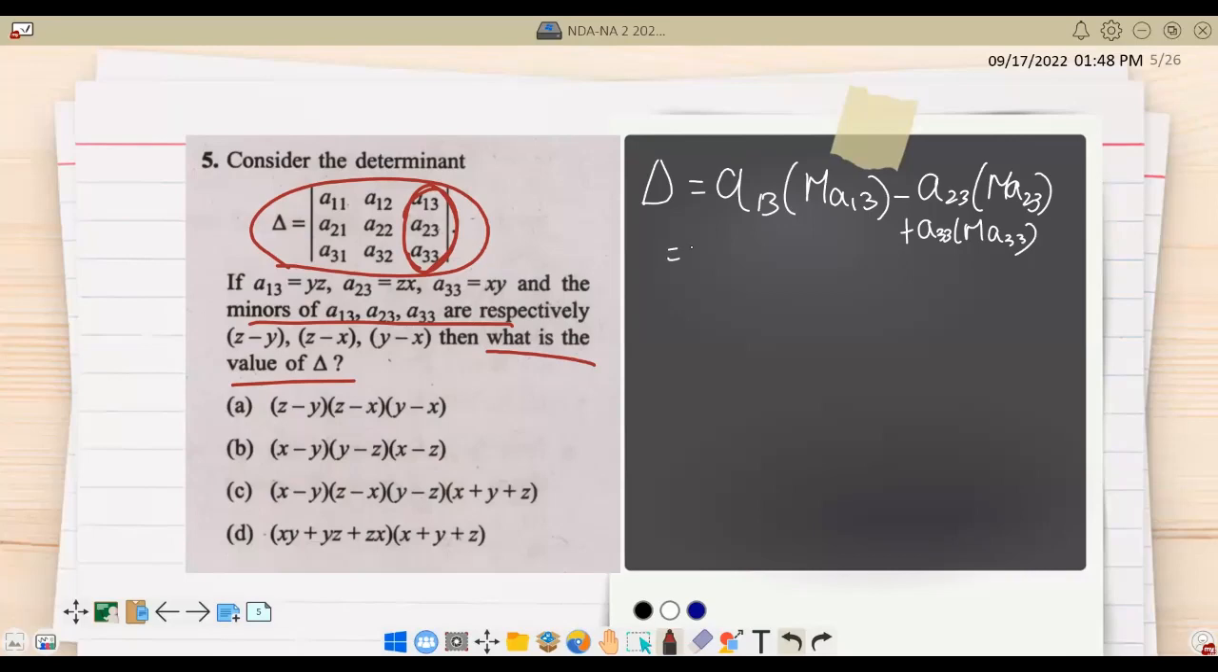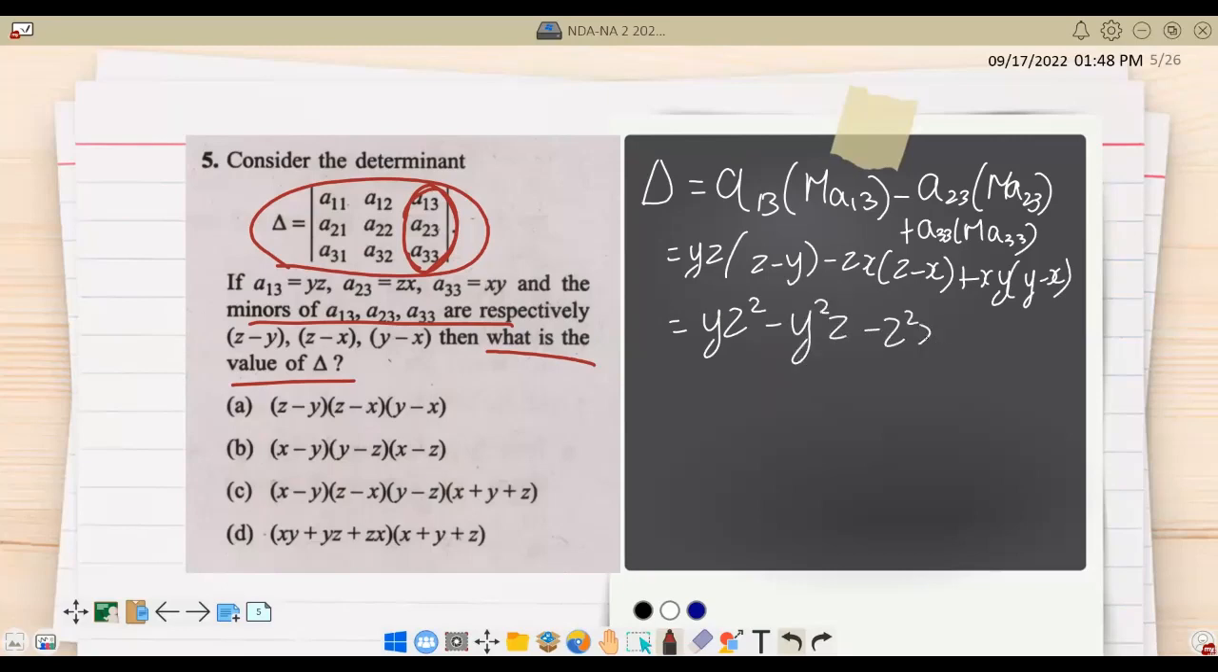Now if you substitute the values, y is z minus y, minus of zx into z minus x, plus xy into y minus x. If you multiply inside, you will get y square z minus y z square minus y square z minus z square x plus z x square plus x y square minus x square y.